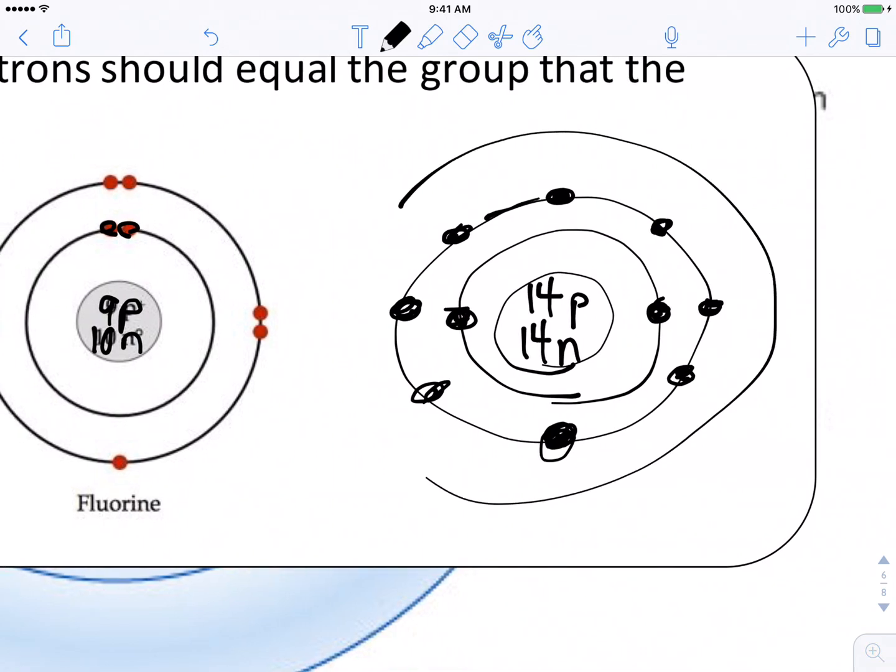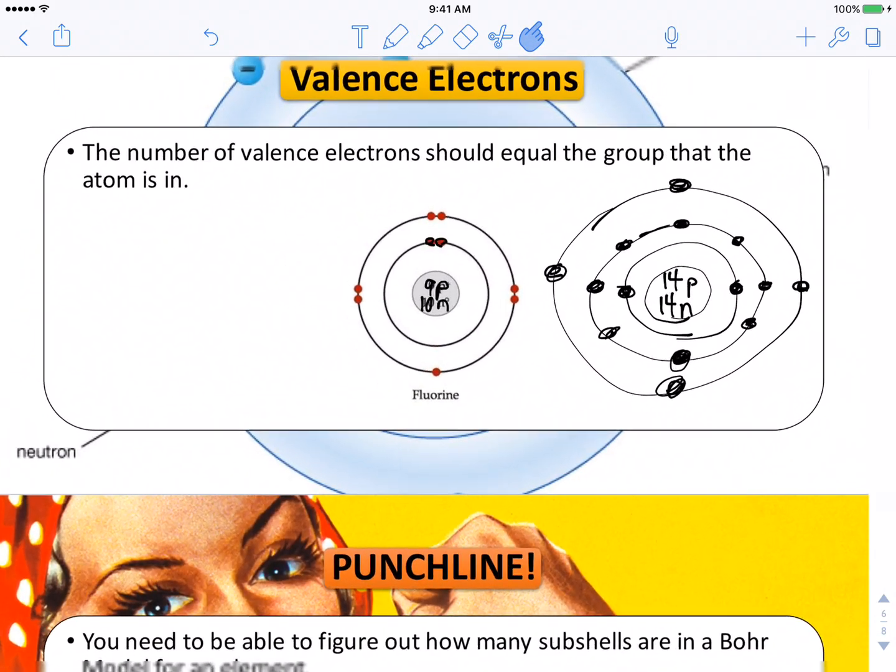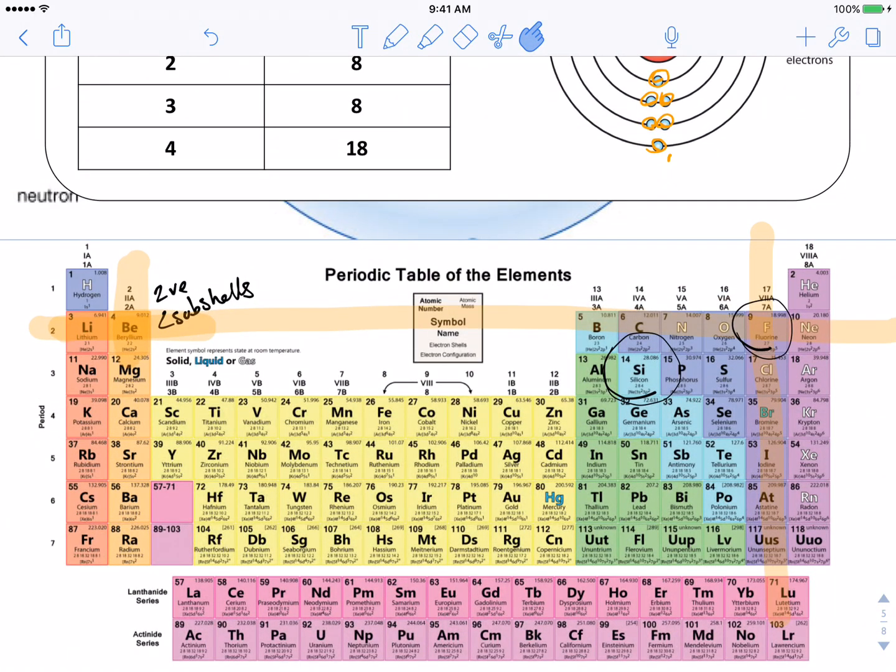So if we draw a third subshell, we should have 4 valence electrons. So 1, 2, 3, 4. So by this Bohr model, we should be in period 3 for the 3 subshells. We should be in group 4 of the representative elements for our 4 valence electrons. So let's double check. Period 3, group 4. And there it is.